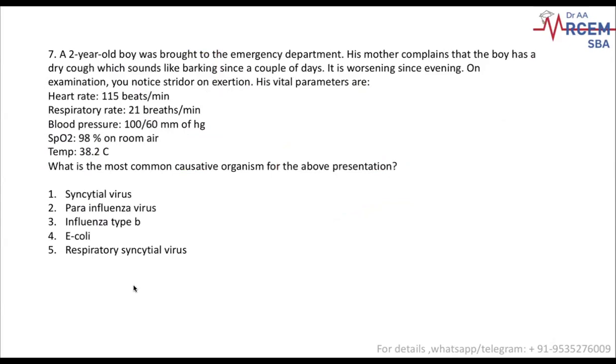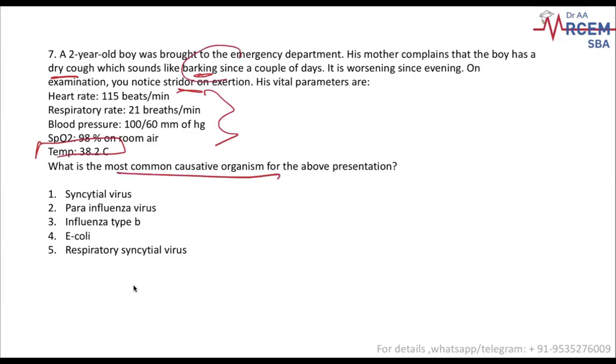A 2 years old boy was brought to the emergency department by his mother, explaining that the boy has a dry cough, sounds like a barking cough, since couple of days. It is worse since evening. On examination, you notice there is a stridor. The vital parameters are given where the kid is febrile. What's the most common organism?